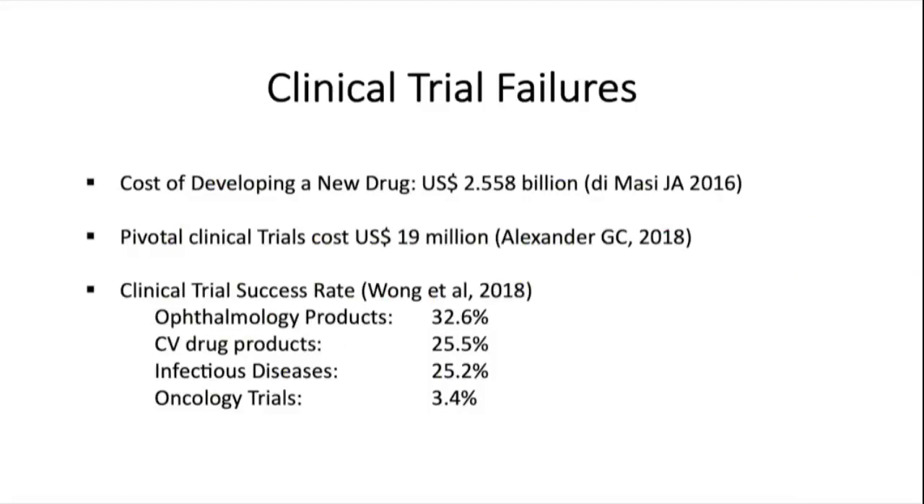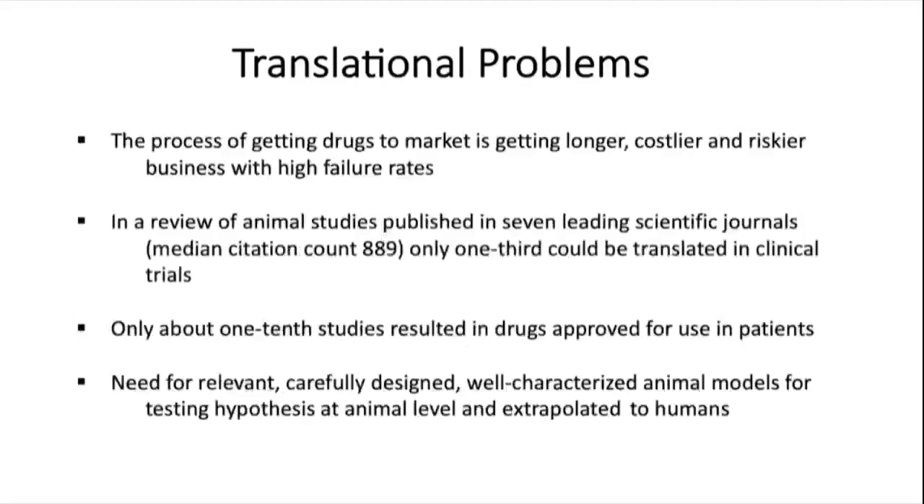We see the failure rates. The clinical trial success rates, if you see, in ophthalmological products are around 30%, cardiovascular drugs around 25%, infectious diseases 25%. Oncology is much poorer, hardly 3% or 5% only you find as success rates. Now that is a very, very unfortunate situation.